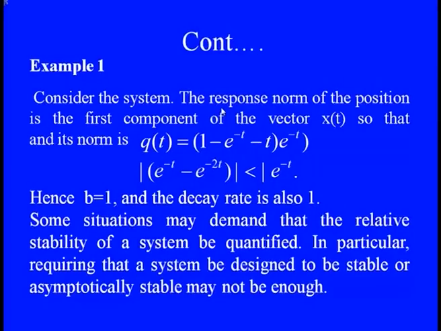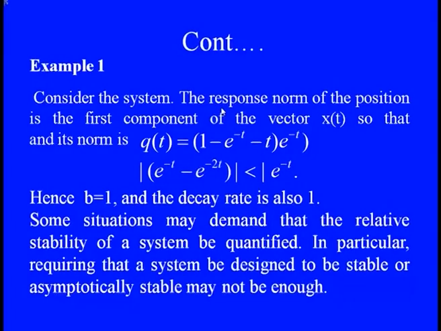So we can show the sensitivity of this beta by taking one example. Say we have a system response with the position, and the first component of this position vector is q of t equals 1 minus e to the power minus t, times e to the power minus t. So it is absolutely bounded: e to the power minus t minus e to the power minus 2t is less than the modulus of e to the power minus t. We are considering here M equals 1 and the decay rate is also 1.